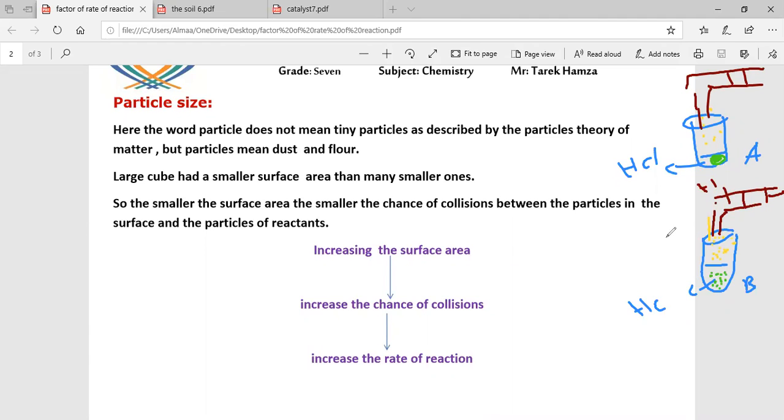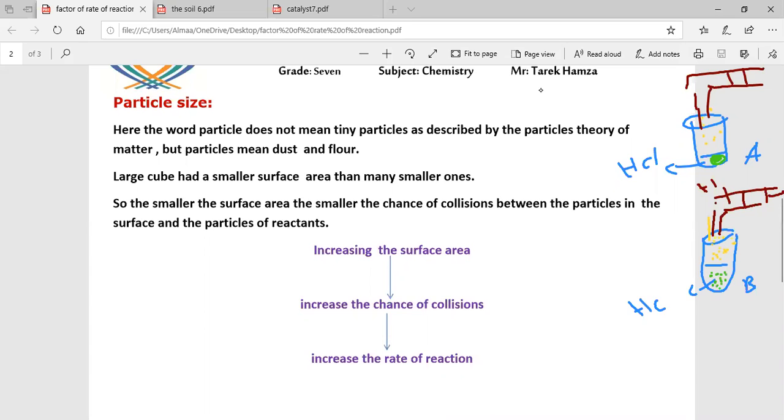Do you understand now, Toa? The surface area increases the chance of collisions, so it increases the rate of reaction. Toa, understand? Yes, Mr., I understand. Thank you.